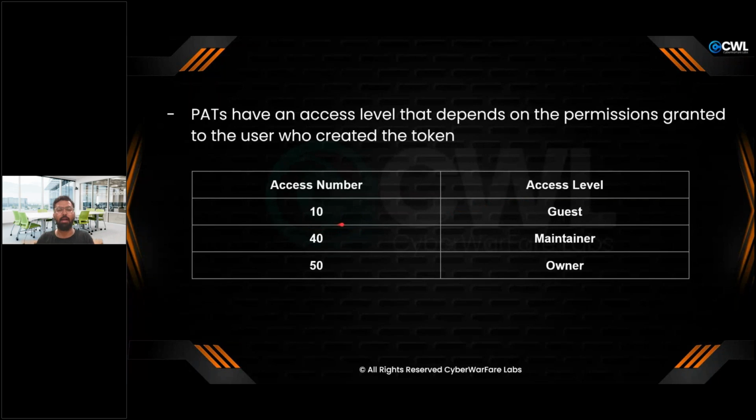Now there is a higher access number, that is 40. This is the maintainer. The maintainer can be attached to a specific project or a specific repository, right? And the one that we look for is number 50. The access number 50 belongs to the owner. Owner means root level privileges on the whole organization.